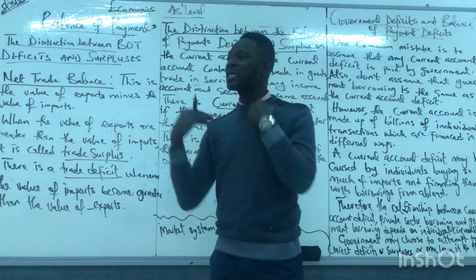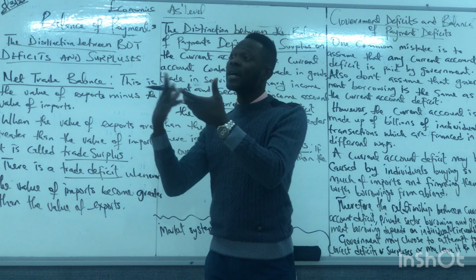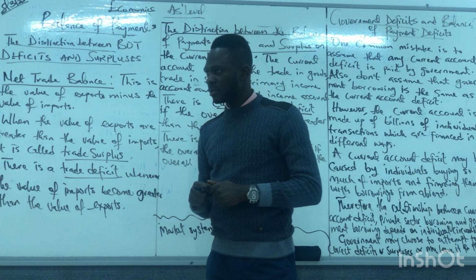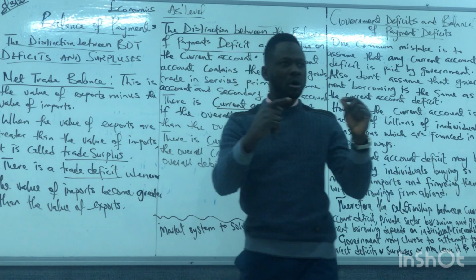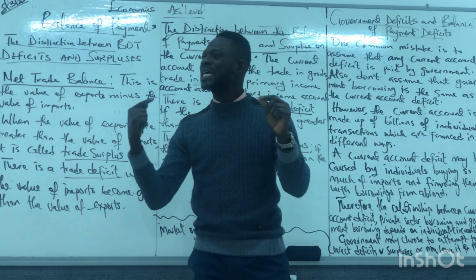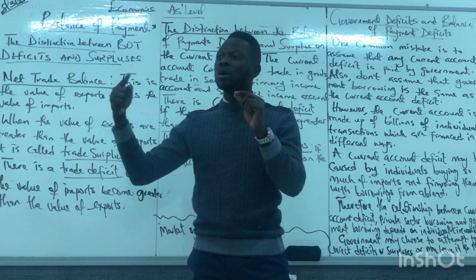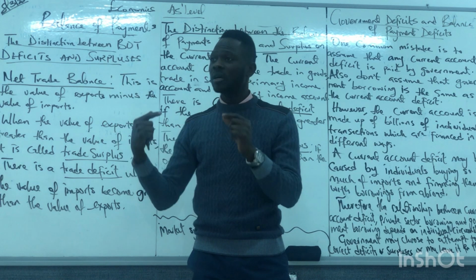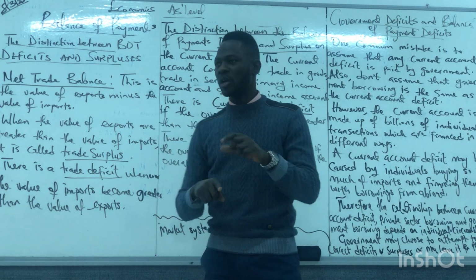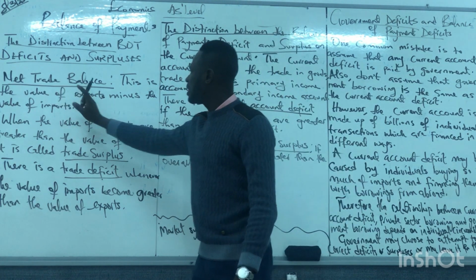Because at that point in time, you are spending more of your currency to get more foreign goods. Do you get it? You are spending more of your currency to get foreign goods. That is a deficit. But when other currencies are buying more of your own goods or currency, it is a surplus for your economy. So yes, net trade balance.